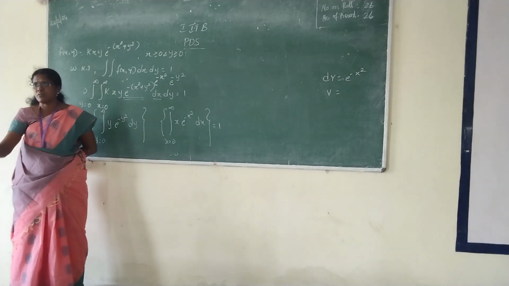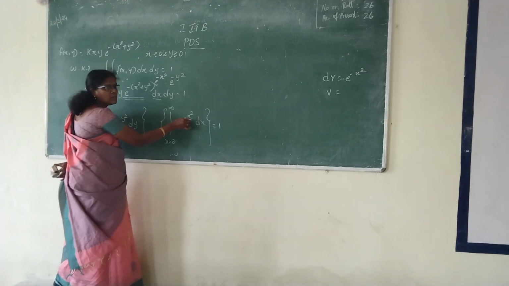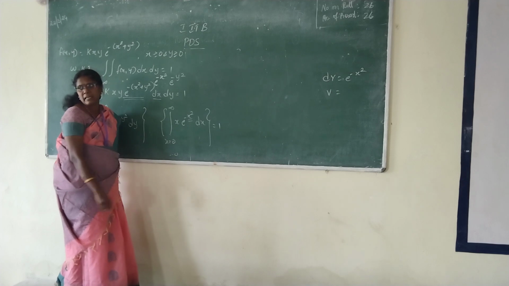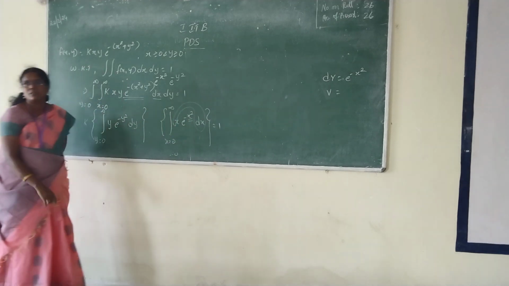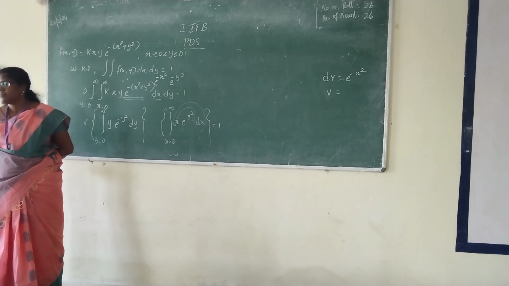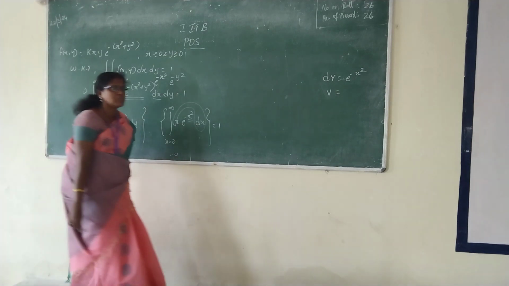Okay, what is the other easiest way? Substitution. Because here we have x square, what is the differential of x square? 2x dx. So here we have the term x dx. So how can you do this integration? By substitution. Okay, try to recall all those things we discussed in your last semester.